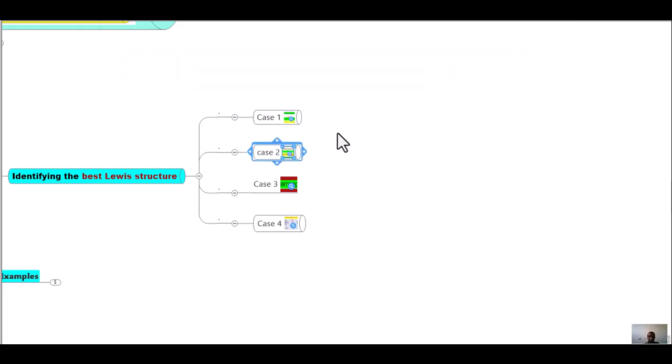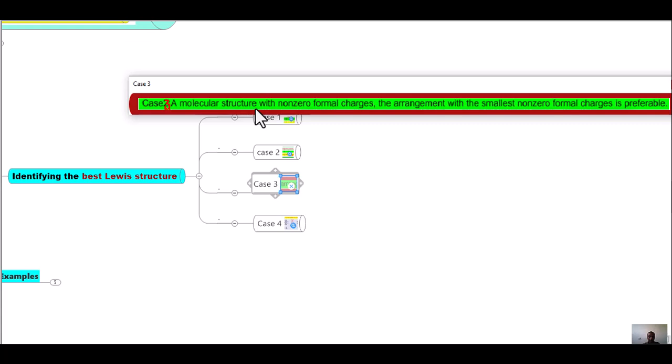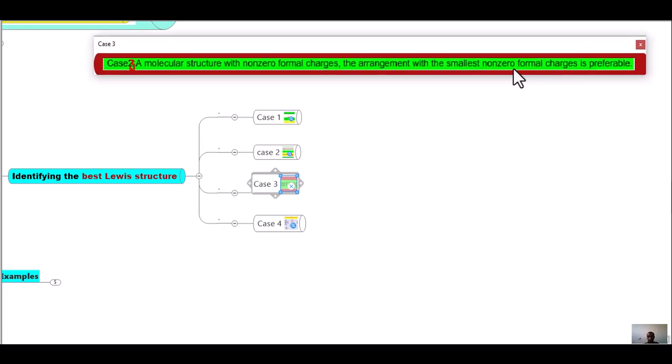And case 3 is a molecular structure with non-zero formal charge. It talks about Lewis structures with non-zero formal charges. If all the formal charges are non-zero, the arrangement with the smallest non-zero formal charge is preferable. That is the third one.